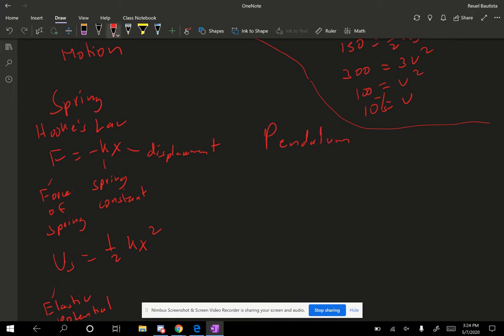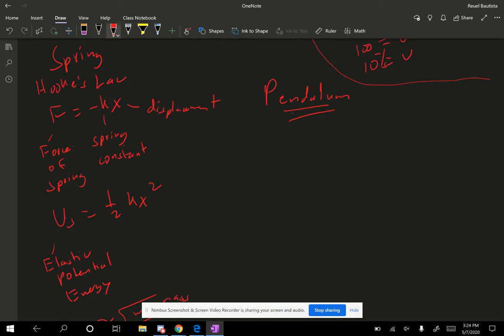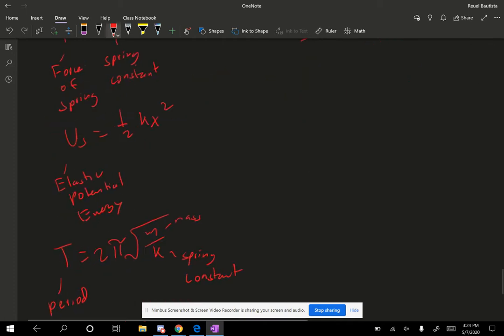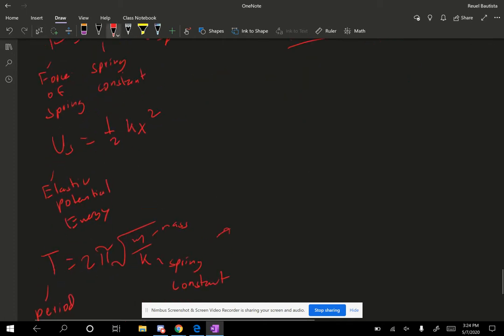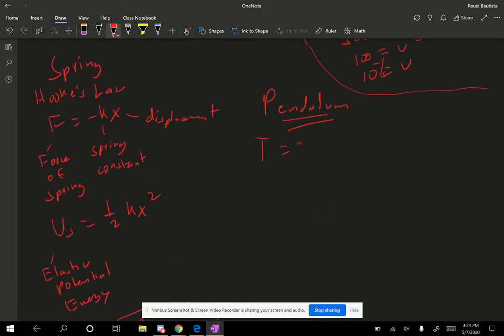Okay, so now we're going to do the pendulums. For a pendulum, we're only going to have this equation. With the idea of a pendulum, the period is equal to 2 pi times the square root of L over g. L is the length of the string, and g is the acceleration due to gravity, which is 10.